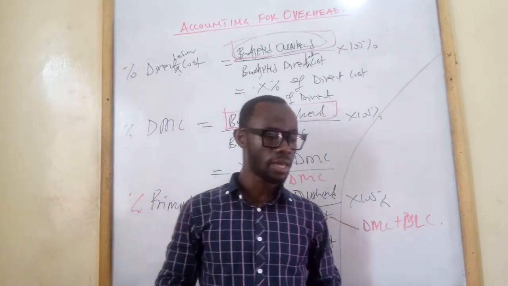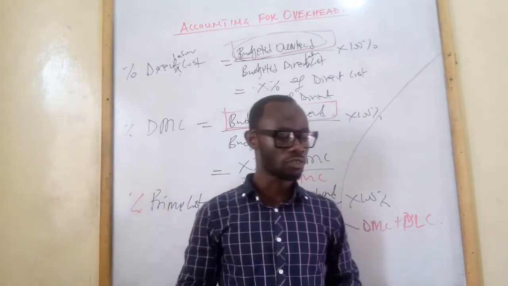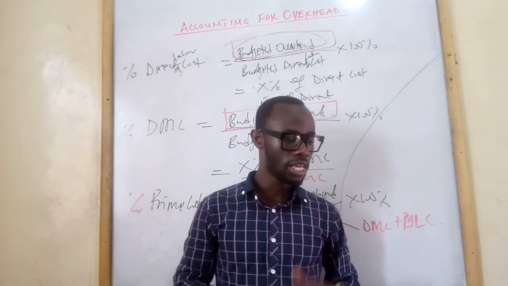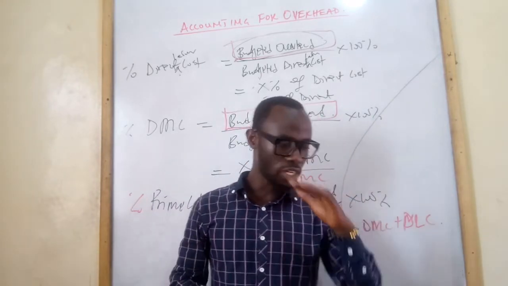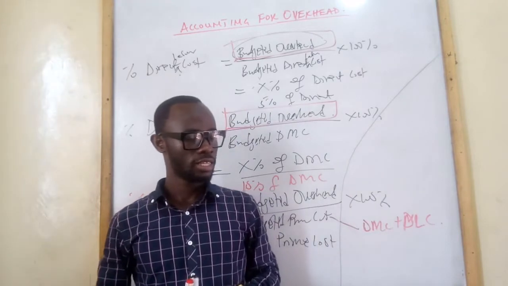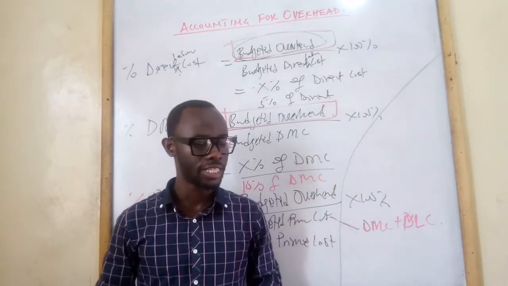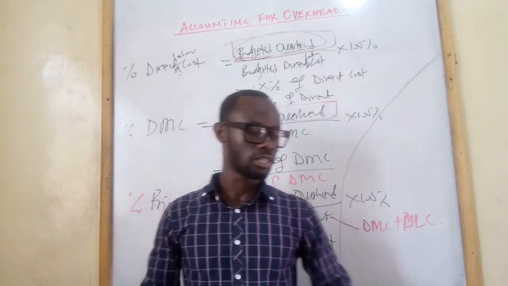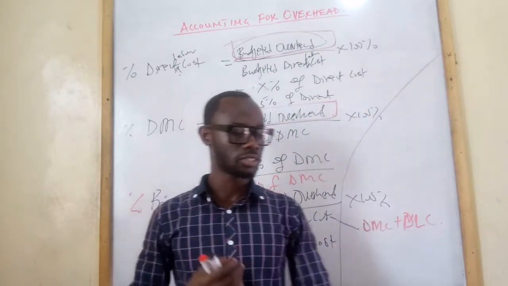$36,000 for Department A, $5,000 for Department B. Direct material cost for Department A is $32,000, none for Department B. Labor cost, only Department A, $40,000. Machine hours, only Department A, $10,000. Direct labor hours, only Department A, $18,000. Then units of production is Department B, $10,000. Calculate the overhead absorption rate using the various bases.